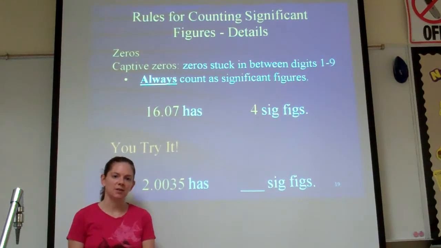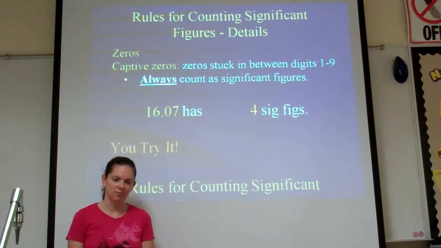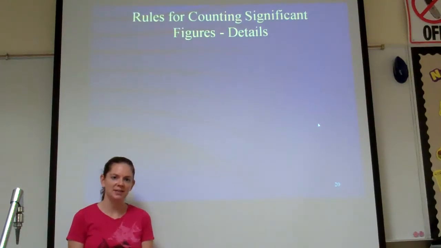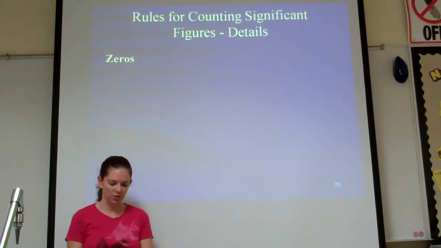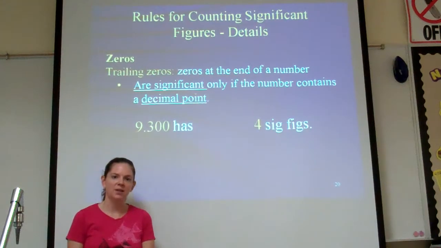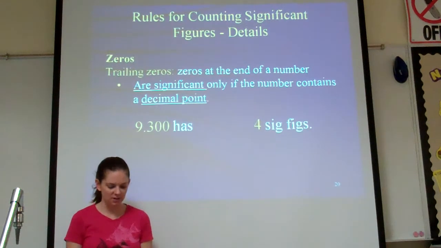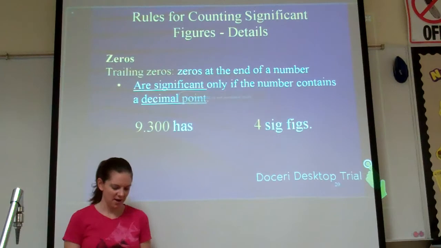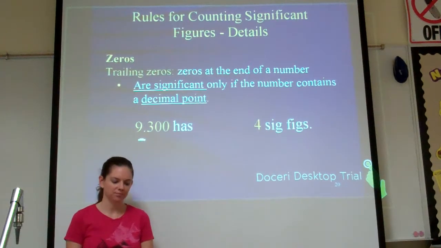Our last type of zero is a trailing zero. And these zeros come at the end of numbers after digits 1 through 9. They will only count to be significant numbers if there is a decimal place in the number. If there is no decimal place, these zeros will not be significant. For example, 9.300 has 4 significant figures. These zeros count because there is a decimal place in the number.